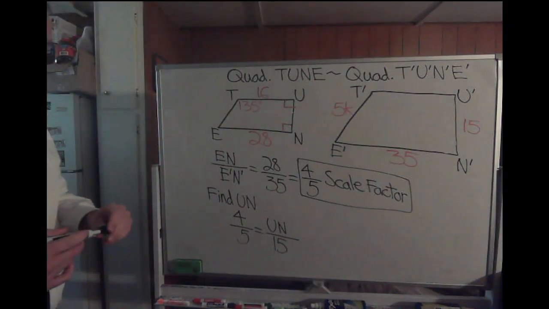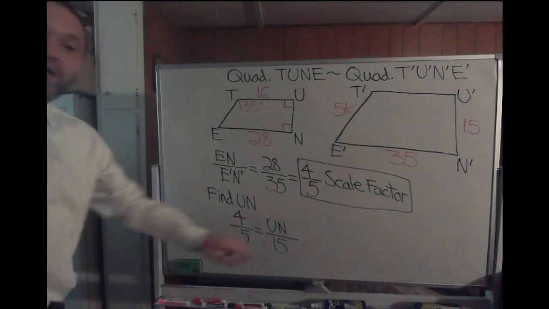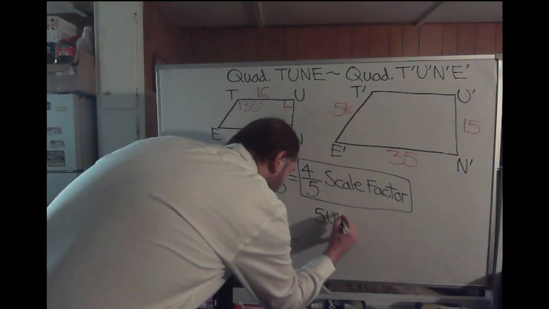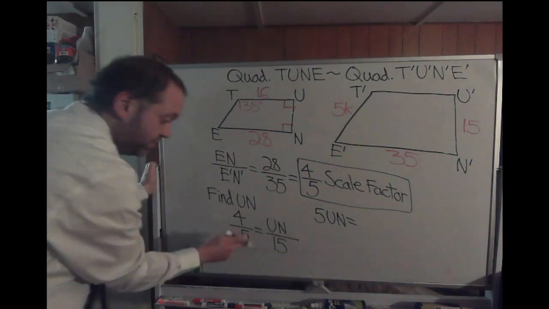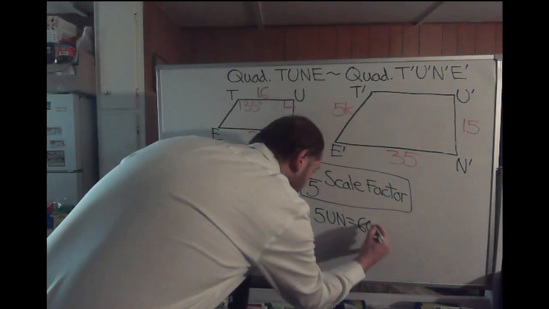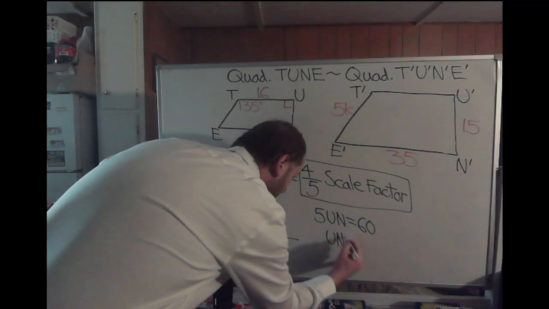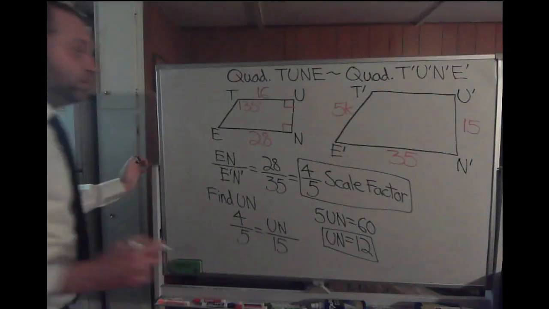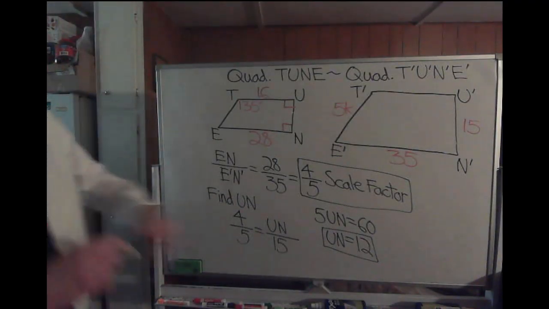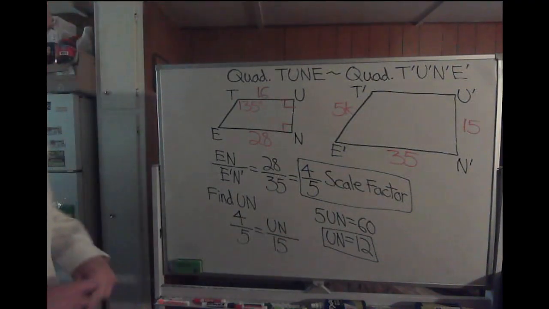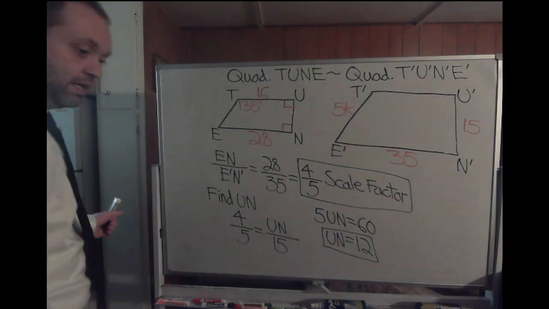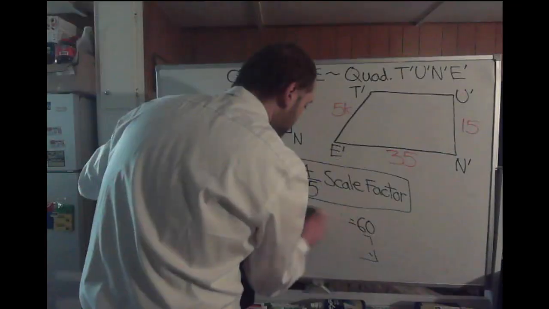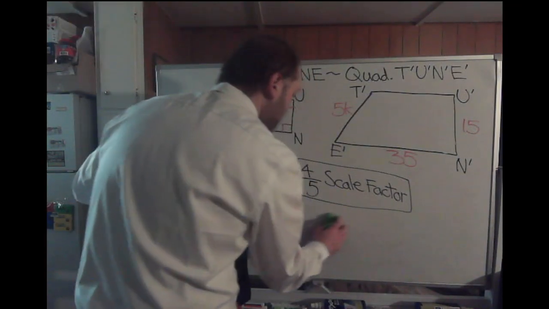So then you have the proportion 4 to 5 is equal to UN over 15. Which would have to mean that 5 UN is equal to 4 times 15, which is 60, which simply means that UN would have a length of 12. So UN has a length of 12. We could determine that. UN has a length of 12. Alright.